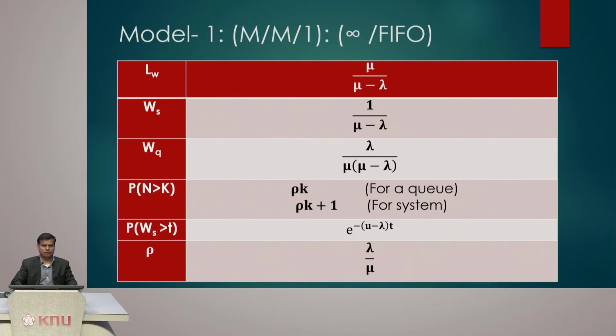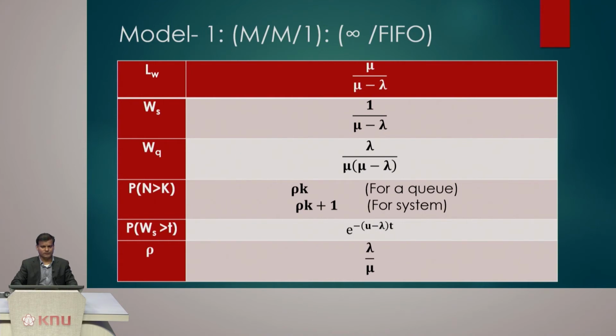So model 1, M/M/1 colon infinity FIFO: a one-server model with an infinite number of customers and a first in, first out service discipline. We have these formulas. L sub w is mu by mu minus lambda, W sub s is 1 by mu minus lambda, W sub q is lambda by mu times mu minus lambda. We have the probability of n greater than k, which is rho to the k for a queue and rho to the k plus 1 for a system.